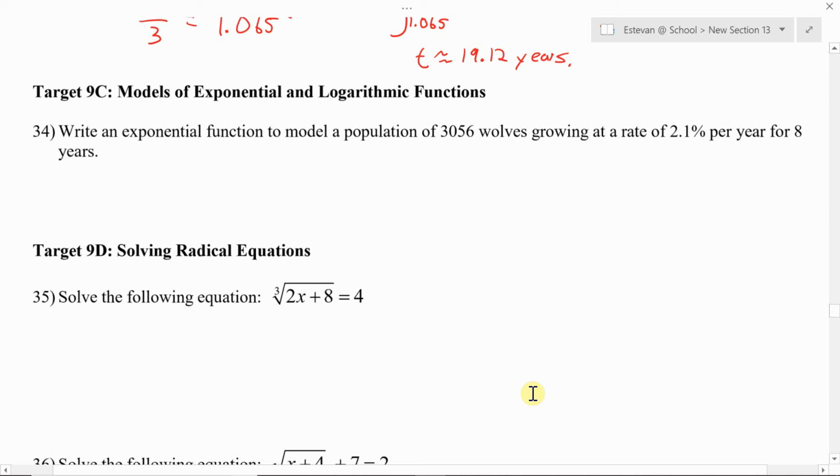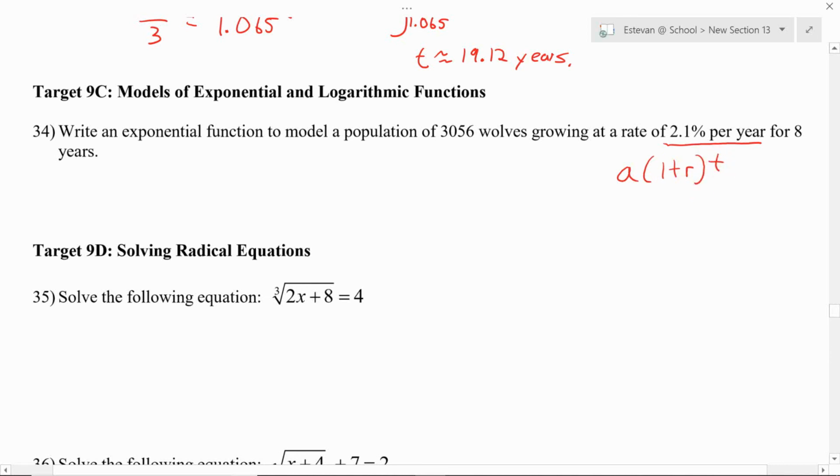Alright, so let's continue on with problem 34 in KC9. Target C, 34. Write an exponential function to model a population of 3,056 wolves growing at a rate of 2.1% per year for 8 years. Since we have a rate per year, this represents the formula A(1 + r)^t.